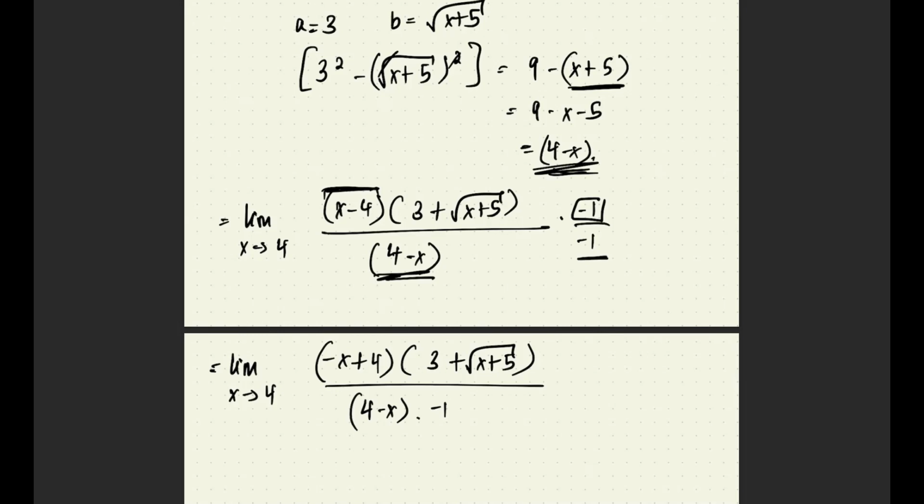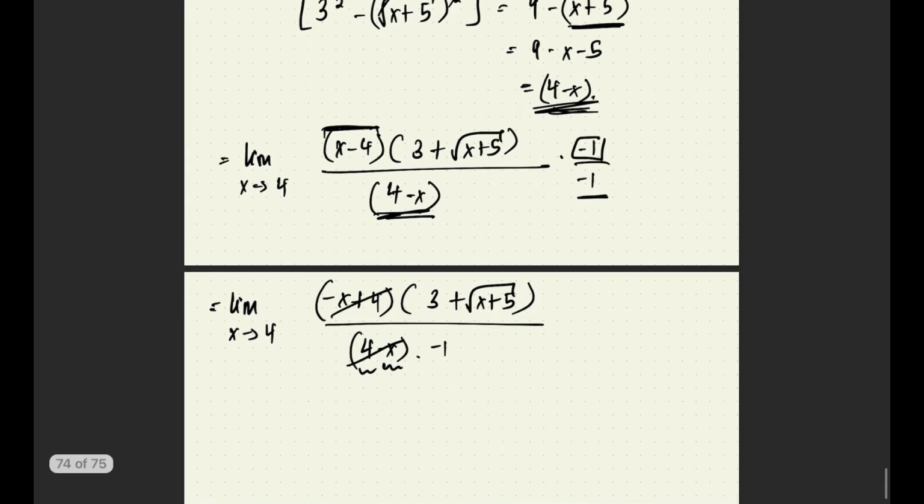So if you look closely now, you'll see that the numerator just becomes -x plus 4, and the denominator here is also -x plus 4. So that means that now I can cancel the numerator and denominator, and that just leaves us with the limit as x approaches 4 to be 3 plus the square root of x plus 5, the whole thing divided by -1.